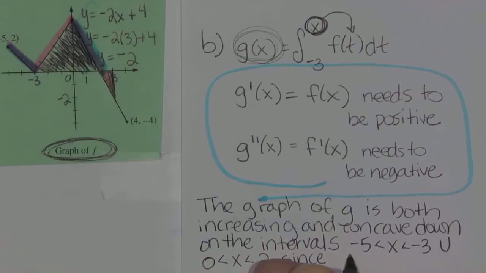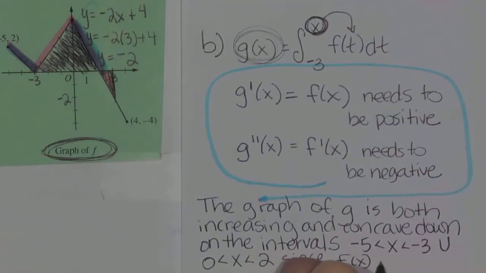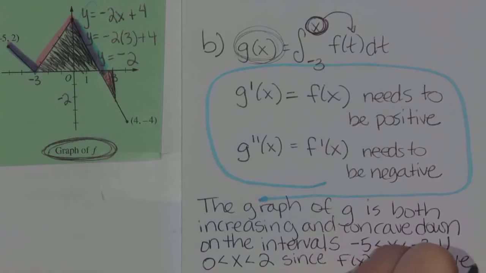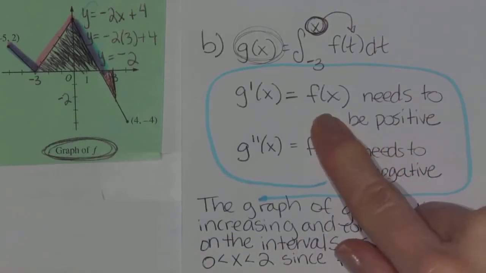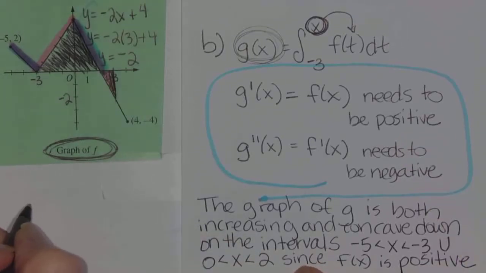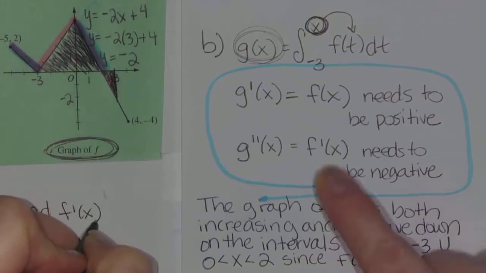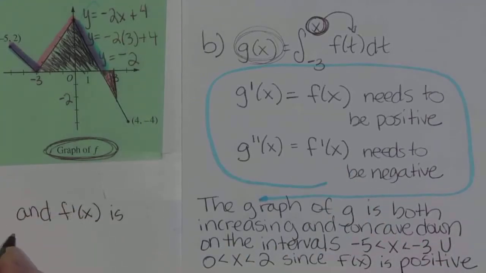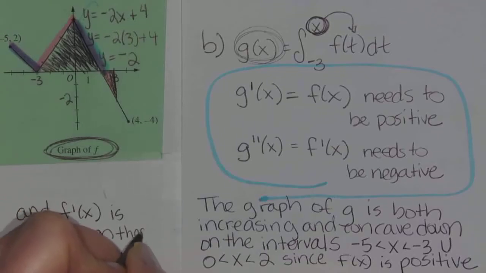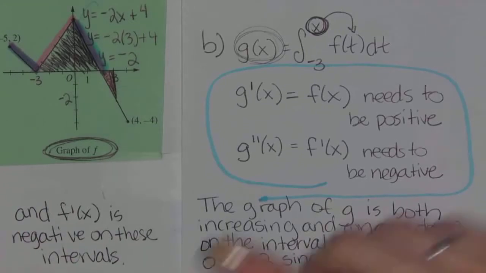And I'm going to say, since f of x is positive, and you can see I'm kind of running out of room here, since f of x is positive, that's this part right here, and now I'm running out of room here, so I'll come over here, and f prime of x, that's this one, is negative on these intervals. And that would be a great answer for part B.